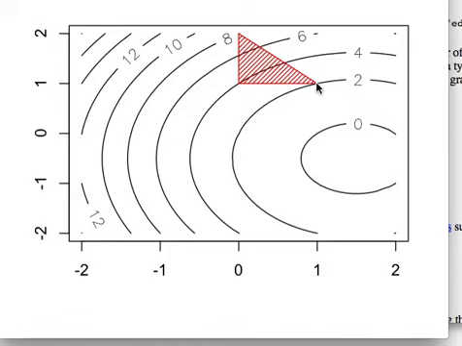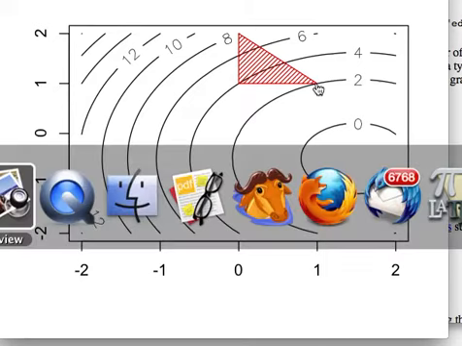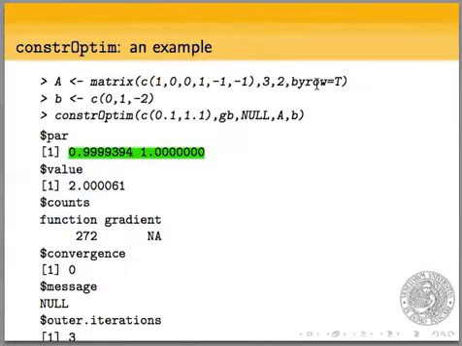This is confirming that the minimizer is the point (1, 1), because at that point your function takes the value 2, and this point is indeed in your domain, and it is not possible to attain lower values on this domain. Let me go back to the slides.